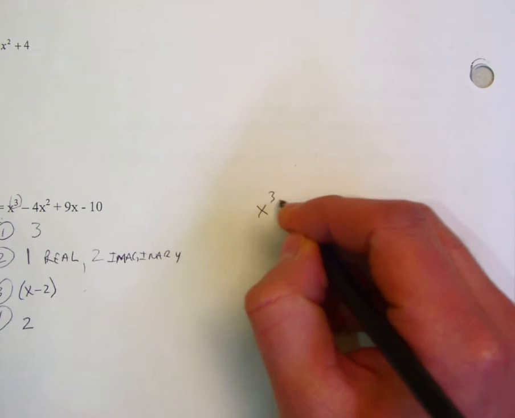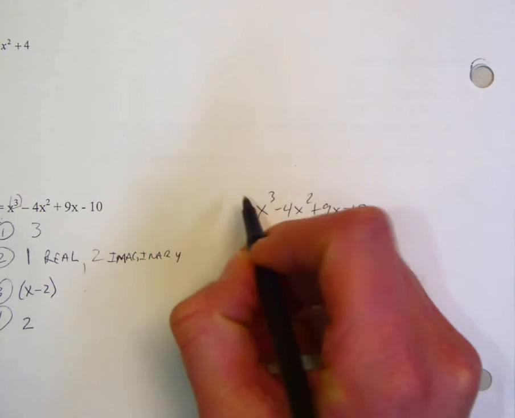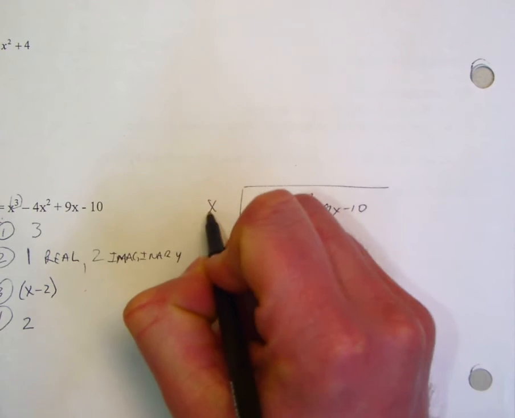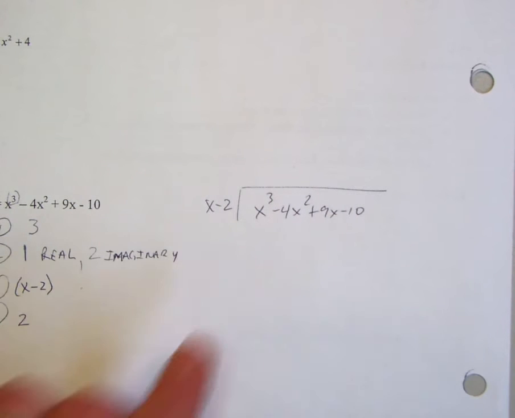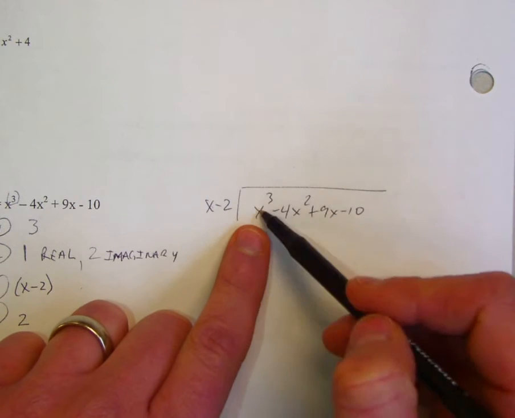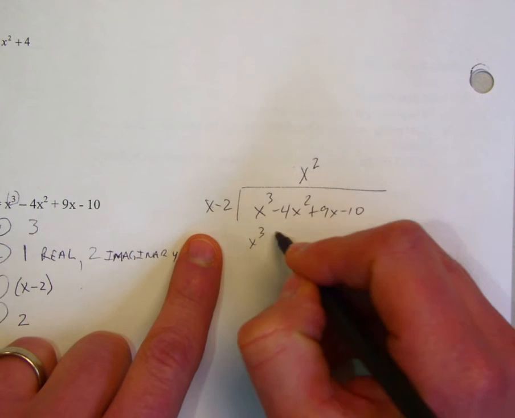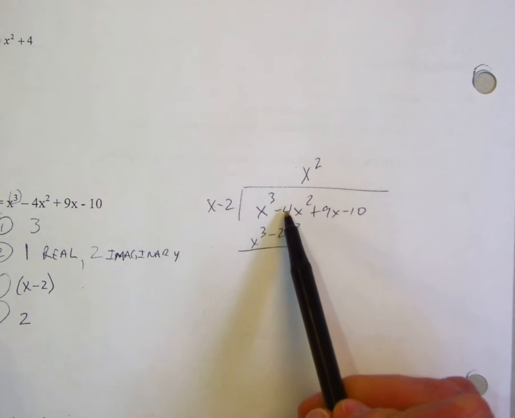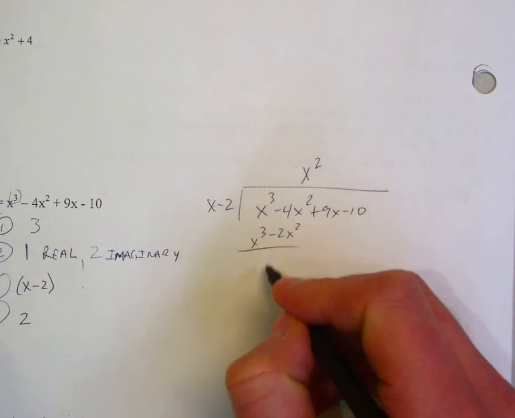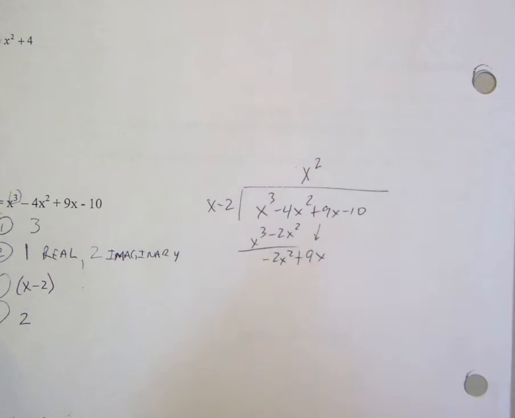So I have x cubed minus 4x squared plus 9x minus 10, like that. And I'm going to have x minus 2 on the outside, and we're just going to do the long division that we've always done. So right here, x into x cubed makes x squared. Multiply back for x cubed minus 2x squared, like that. Make sure we focus. Negative 4 minus a negative 2 gives me negative 2x squared plus 9x. Drop this guy down like that.